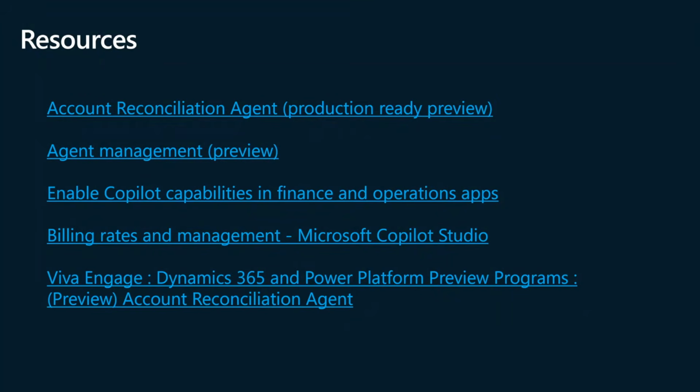All right, and with that, we have resources available for you. For the account reconciliation agent itself, which is in public preview, we have a link for the agent management form in the ERP service. We give you a link on how to enable Copilot capabilities within F&O apps, because there's much more besides this agent, a lot of other capabilities we have shipped and are shipping. Then there's a link for the billing rates and management. And there's a link as well to the Viva Engage group. If you'd like to stay tuned and stay informed, and be part of that community, that's a group you are very much invited to join.